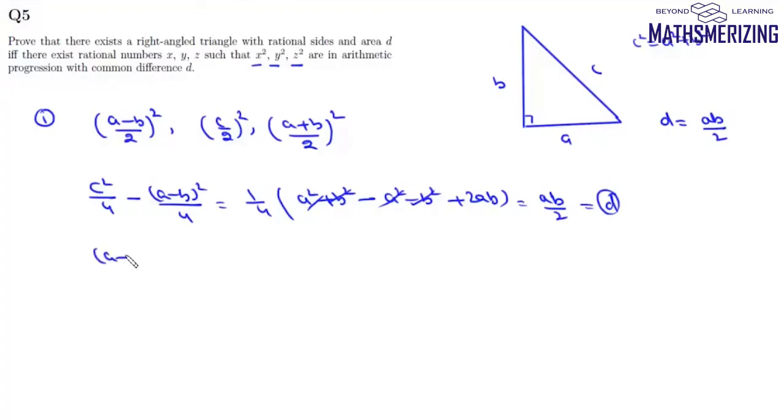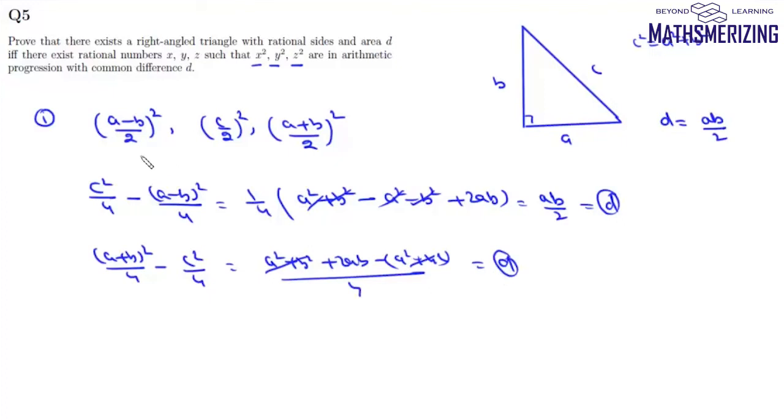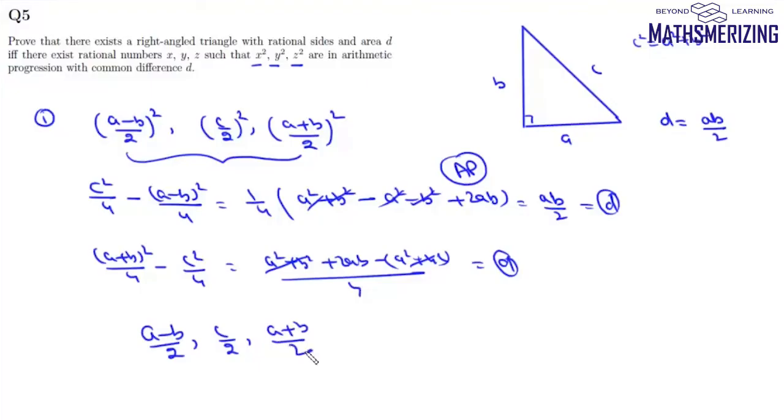In the same way, (a plus b) whole square by 4 minus c square by 4 will be a square plus b square plus 2ab minus (a square plus b square) upon 4, which again is d. So these three numbers x square, y square and z square are in AP with common difference d, and they are squares of rational numbers which are (a minus b) by 2, c by 2 and (a plus b) by 2. So we have solved this question by taking an example.